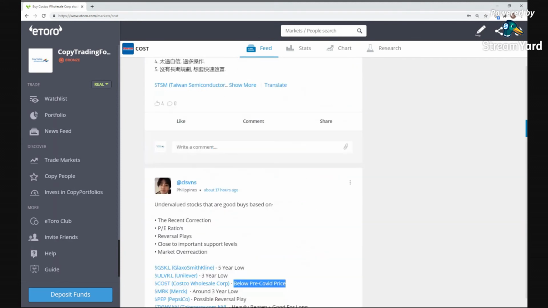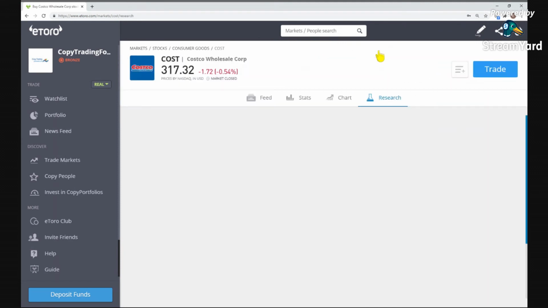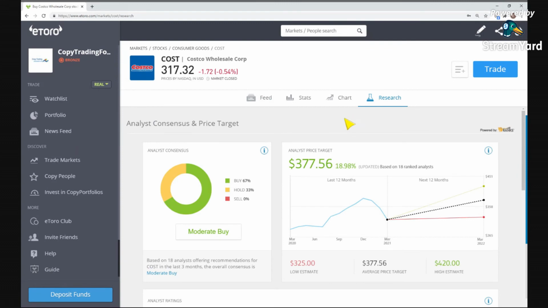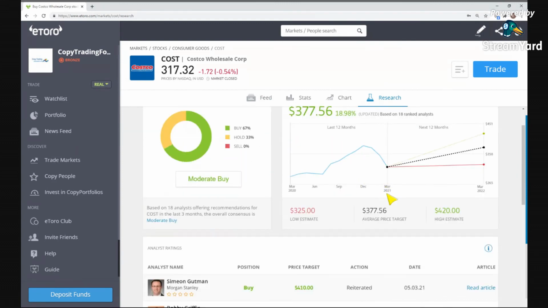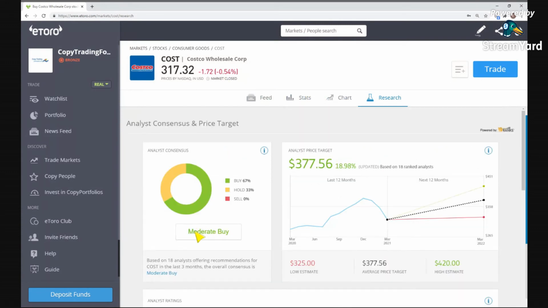Okay, you can also use the research tab here on eToro. It's actually supported by TipRanks. But I prefer the CNN one because I think it's updated more quickly. But you can see here, this is a good website too. And you can see here, it's a moderate buy. So that's giving me confidence too. So what is the analyst consensus on it? They're saying it's a moderate buy.